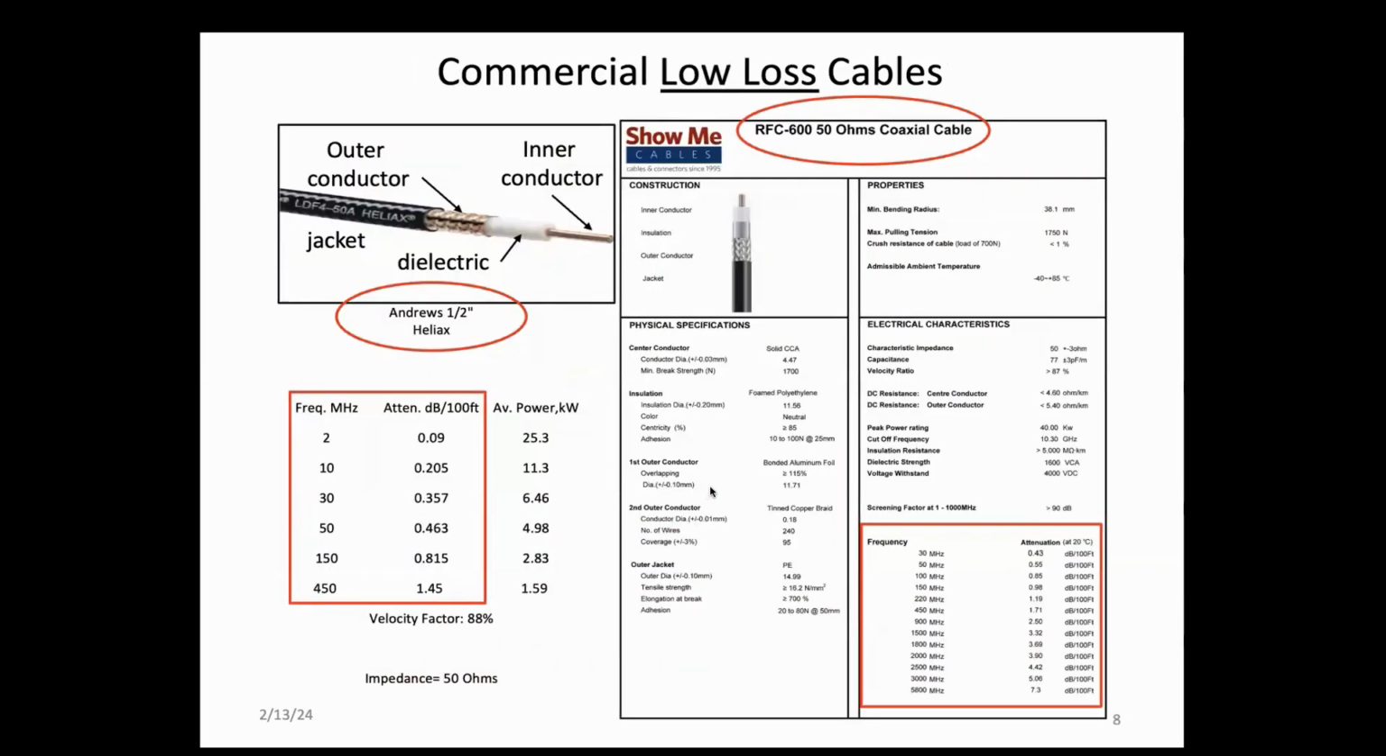This is some more expensive, but very, very good cable. Heliax, this is 1/2-inch Heliax. And for example, even at 30 megahertz, even at 50 megahertz, less than 0.5 dB per 100 feet. Very, very good coax. Comparable one is the RFC or LMR 600, also very good coax. These numbers are a little smaller to see, but I think at 50 megahertz, it's about 0.55 dB per 100 feet.